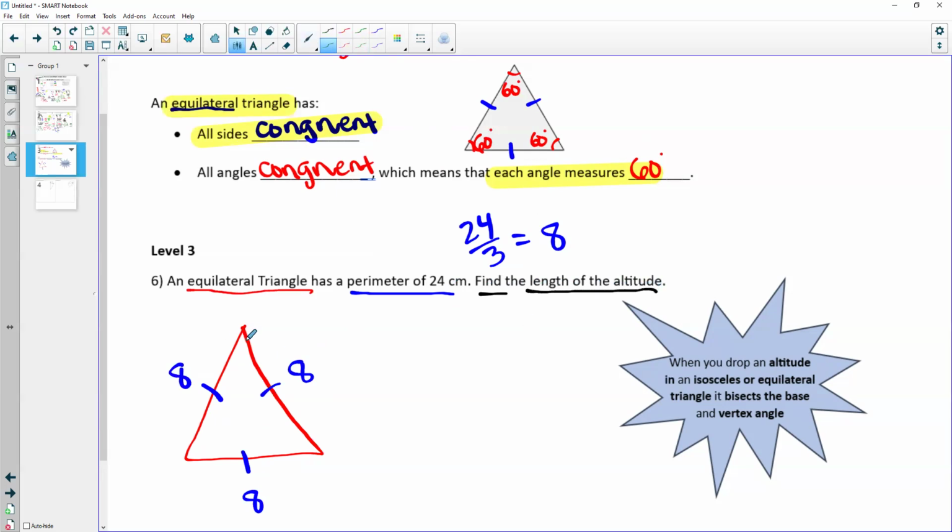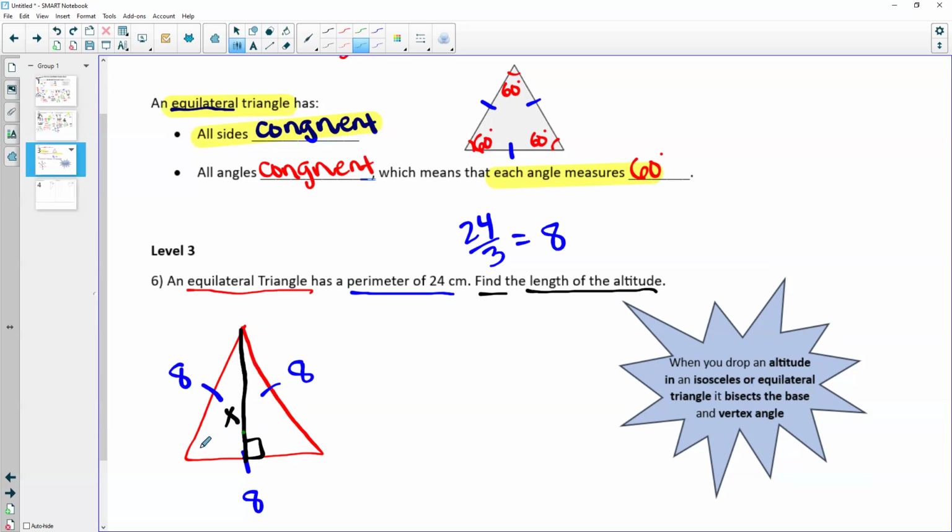If I were to look at finding the length of this altitude, here's our altitude in black. They want us to find the length of that, which I'm going to call x. One special important thing you need to realize is the part that we have starred here. It says that when you drop an altitude in an isosceles or an equilateral triangle, it bisects the base and the vertex angle. So remember that this altitude is going to serve as a bisector.